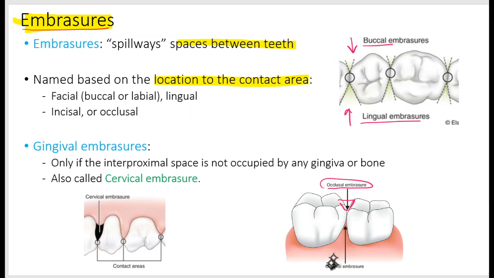And we can have a gingival embrasure, but that is only if the space is not occupied by gingiva or bone. So when we have bone or gum recession, as you can see here, that's the gum line here. Here, the area is covered, so we have the interdental papilla.